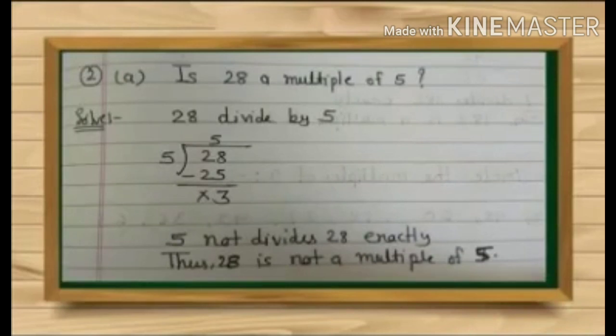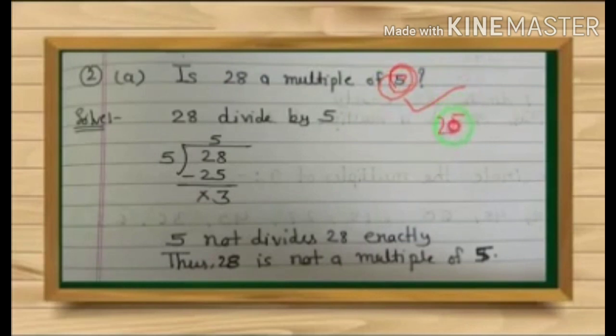Second question is: Is 28 a multiple of 5? So here we are given a particular number 28 and we have to find out if 28 is a multiple of 5. It means we have to check whether 28 is there in the table of 5 or not. So first we have seen that to find multiples of a given number, we multiply the given number by 1, 2, 3, 4, 5 and 6 and we get the table of 5.